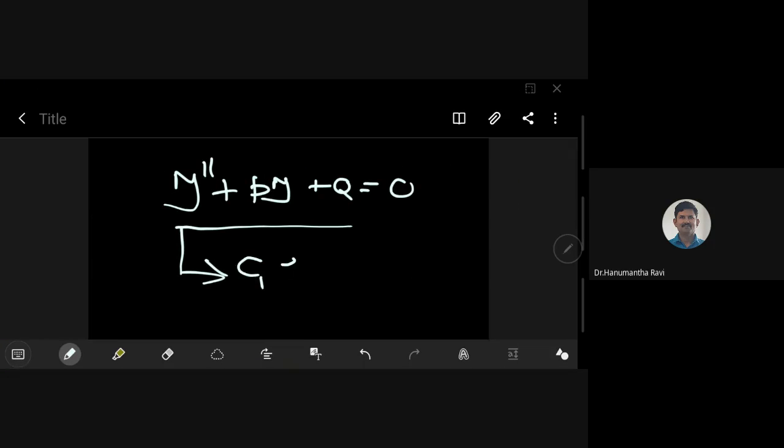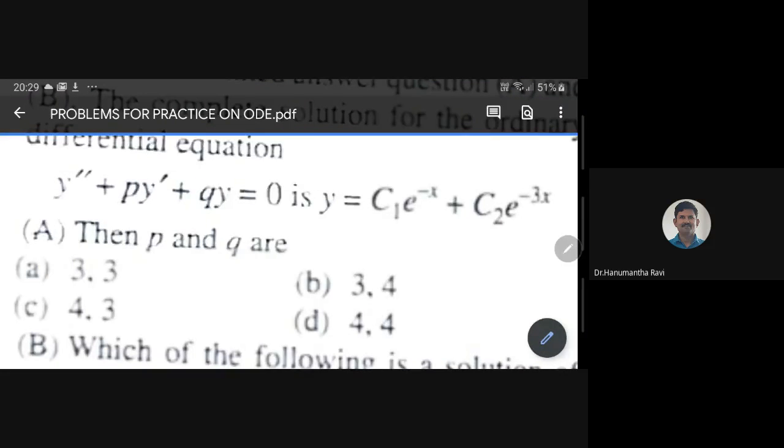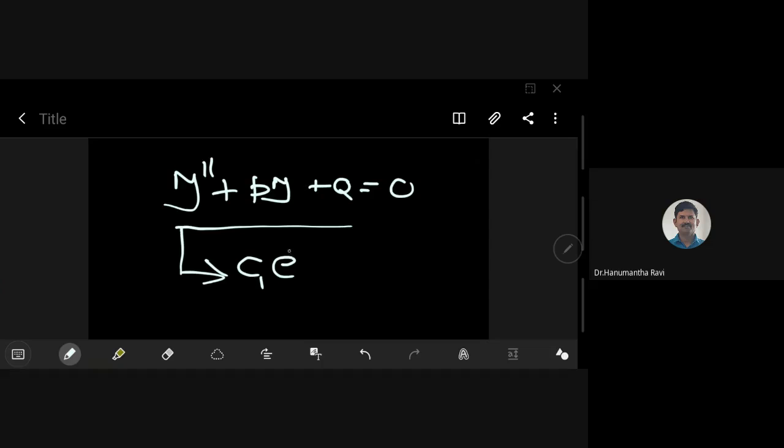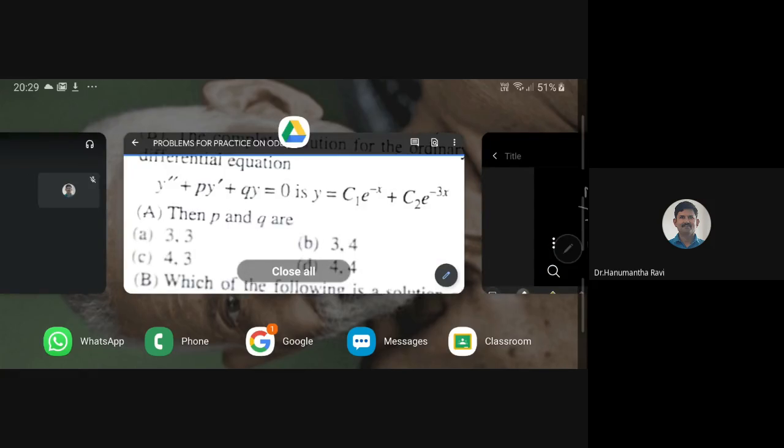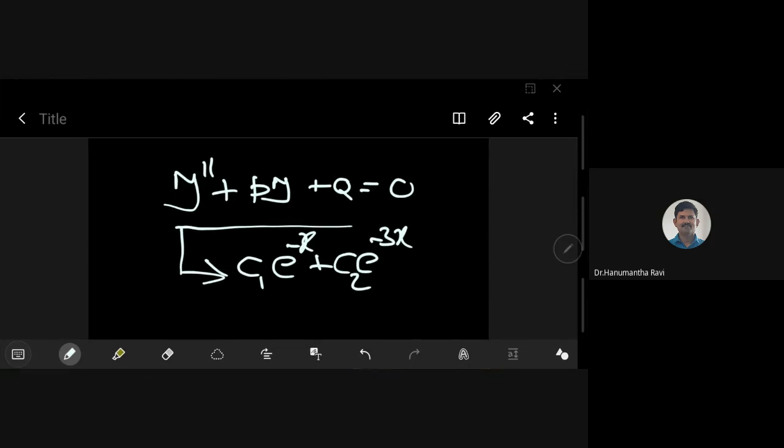c1 e power minus x plus c2 e power minus 3x. Yeah, right. Now see, if you find the roots, what will be the roots? That is what we are saying.